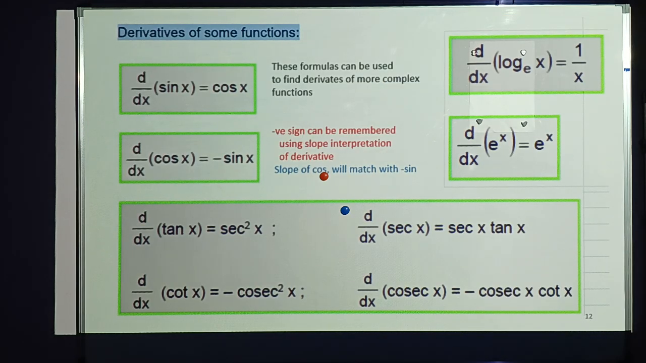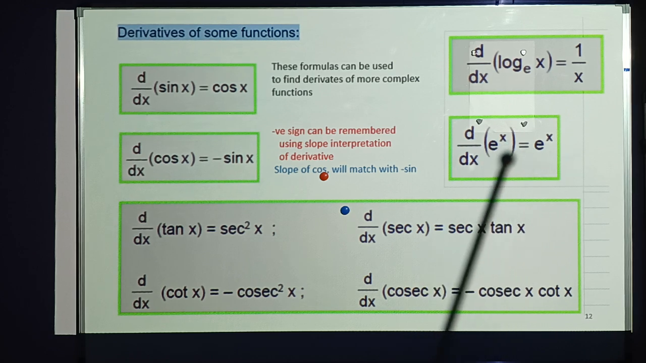So from first principles and using the properties of derivatives, we can get derivatives of some standard functions. The derivative of sin x is cos x. This can be derived from first principles. The derivative of cos is minus sine. This also can be derived from first principles. The derivative of log x to the natural logarithm base e is 1 by x. This also can be derived. And the derivative of e raised to power x is e raised to power x.